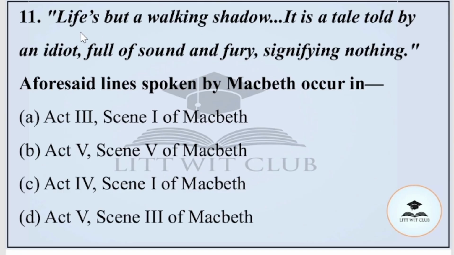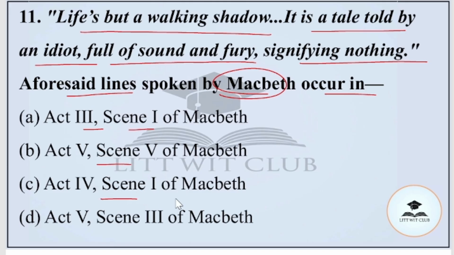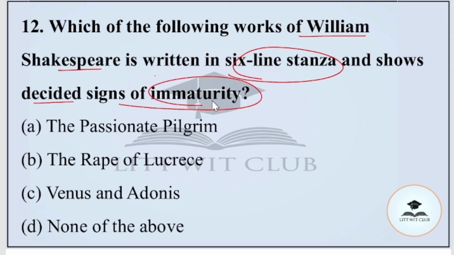Question number 11. Life's but a walking shadow, its tale told by an idiot, full of sound and fury, signifying nothing. The aforesaid lines are spoken by Macbeth. They occur in which act and which scene of Macbeth? Options are A, Act 3, Scene 1, B, Act 5, Scene 5, C, Act 4, Scene 1, or D, Act 5, Scene 3. And the correct answer is Act 5, Scene 5. Question number 12. Which of the following works of William Shakespeare is written in 6-line stanza and shows decided signs of immaturity? Options are The Passionate Pilgrim, The Rape of Lucrece, Venus and Adonis, or none of these. And the correct answer is Venus and Adonis.